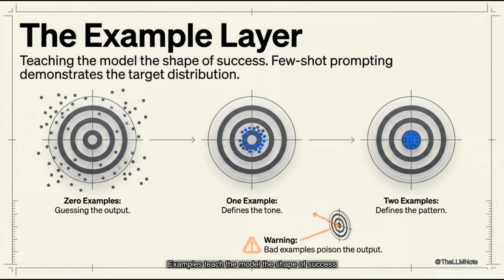Examples teach the model the shape of success. One example can define tone. 2 examples can define pattern. A bad example can also poison the output. This is why few-shot prompting is powerful. It does not only explain the task, it demonstrates the target distribution. The model learns the answer style from the prompt itself.